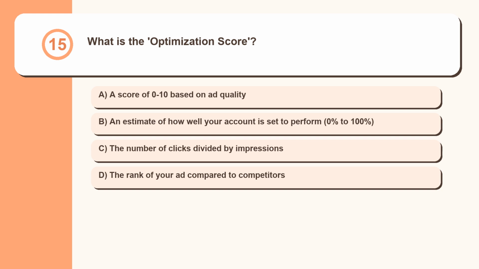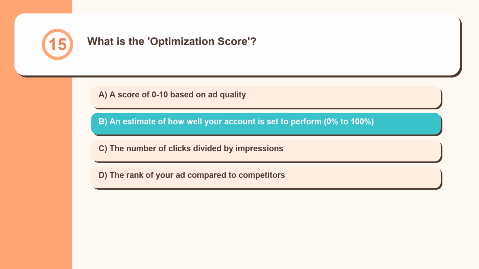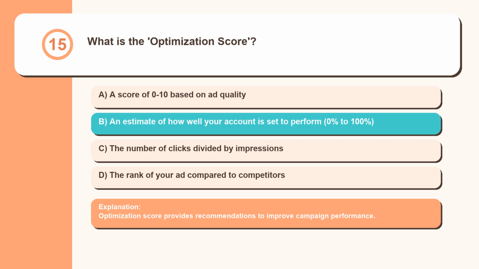Question 15. What is the optimization score? A score of 0 to 10 based on ad quality. An estimate of how well your account is set to perform, 0% to 100%. The number of clicks divided by impressions. The rank of your ad compared to competitors. Optimization score provides recommendations to improve campaign performance.